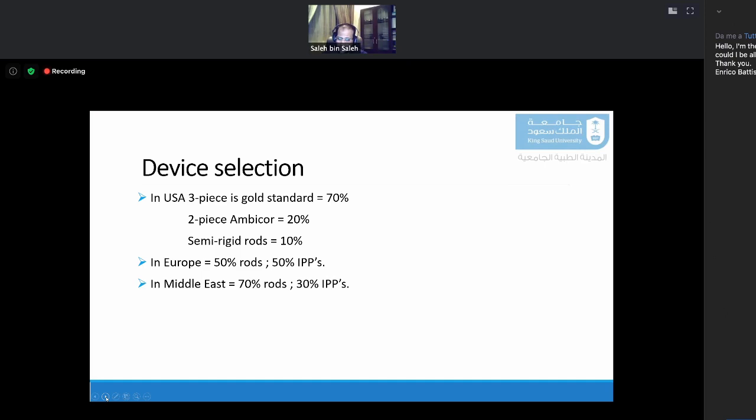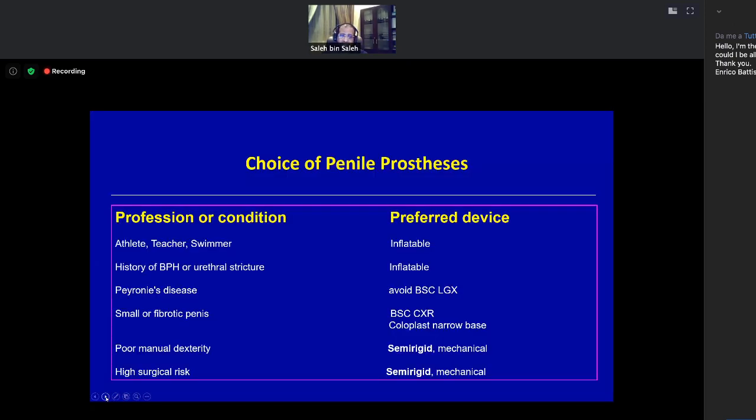Next slide, please. From our side, as professionals, we also have to consider multiple things when we counsel our patients. Of course, we have to bring all the possible options, solutions and devices to the table for the patients, but we also have to prioritize our options. It is very clear when you are dealing with a very athletic person, a swimmer, that an inflatable prosthesis might be the best option, especially for people who wear very tight underwear. So a malleable prosthesis might not be the best option. For patients with a history of urethral stricture or PPH, an inflatable prosthesis also might be the best option.